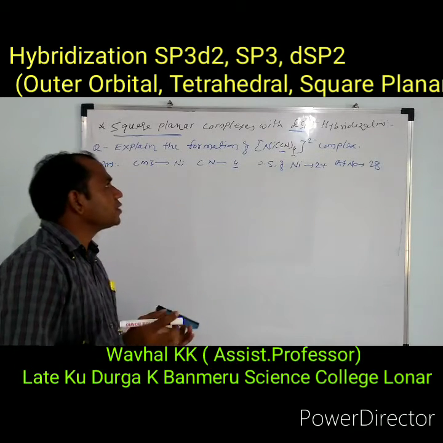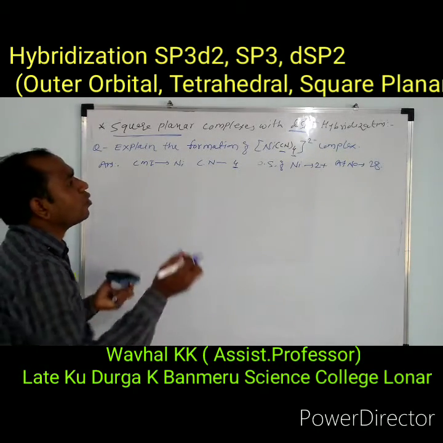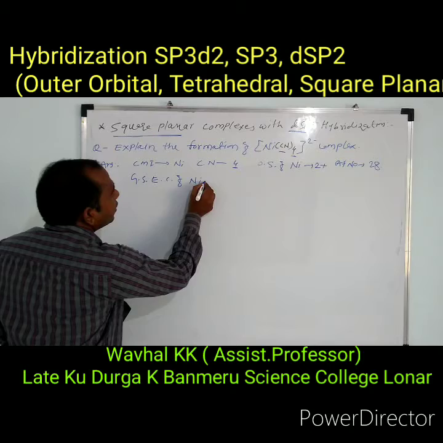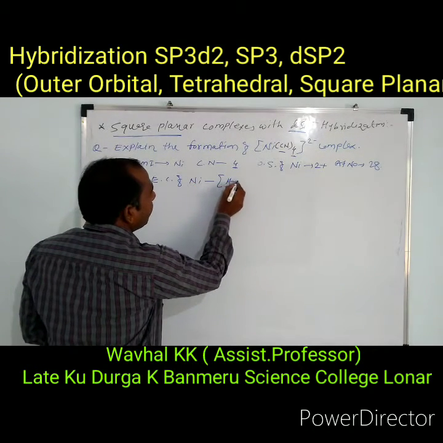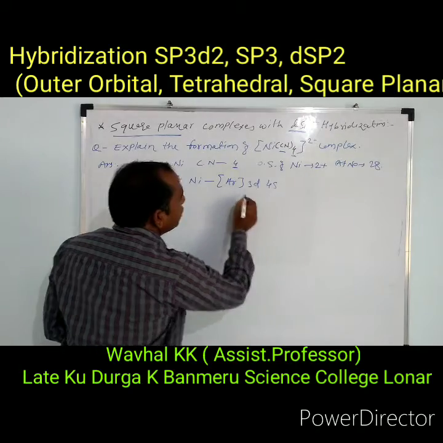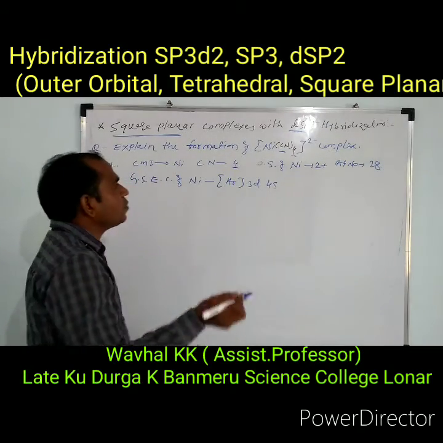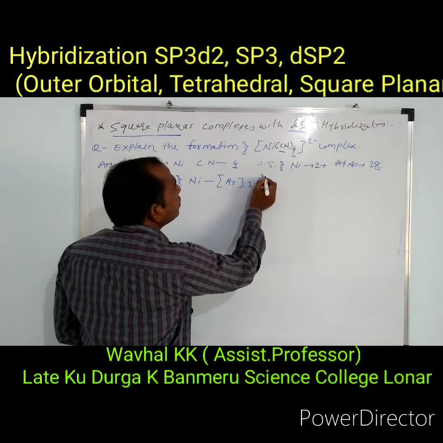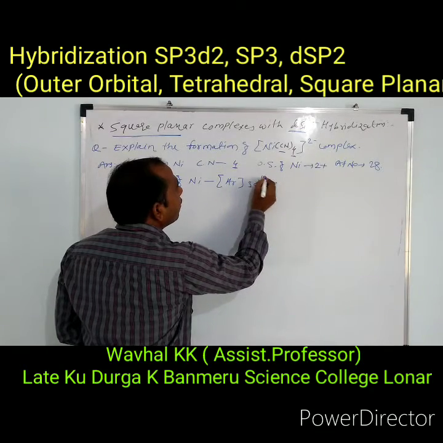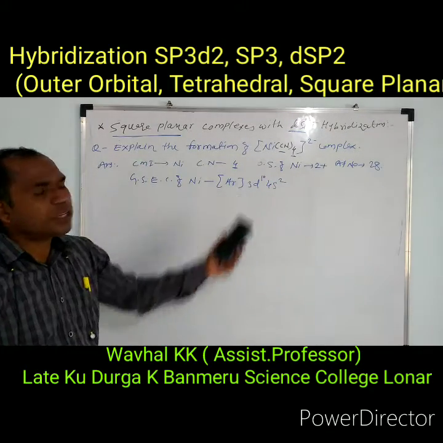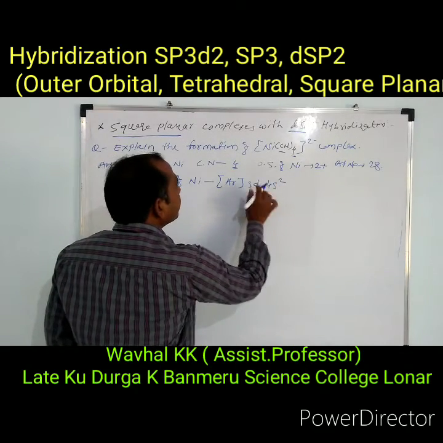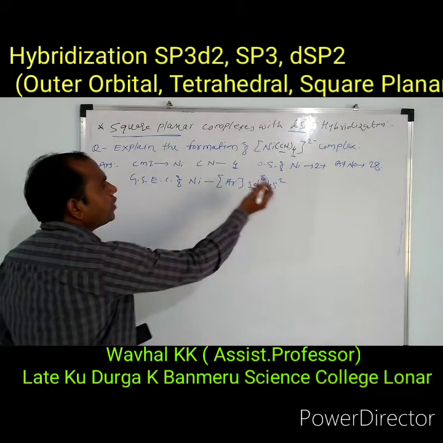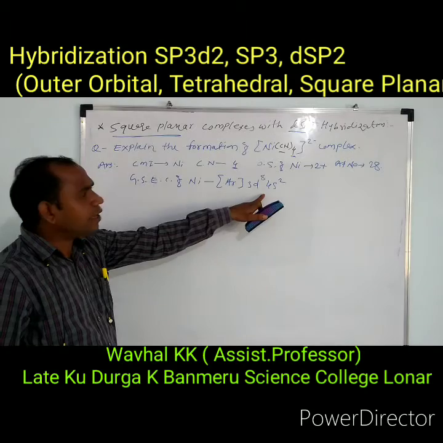Then, as we see, the ground state electronic configuration of Ni is Ar 3d8 4s2. The total number of valence electrons present in nickel is 10. This is the ground state electronic configuration, 3d8 4s2, with a total of 10 electrons present in the valence orbitals. 3d8 4s2 is the ground state electronic configuration of nickel.